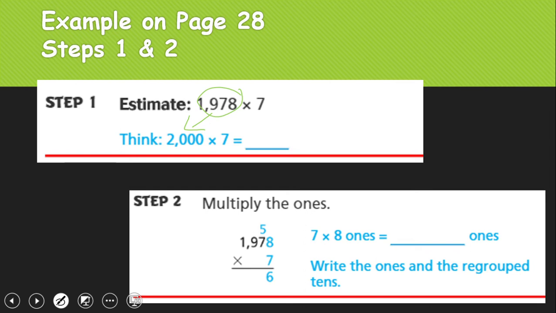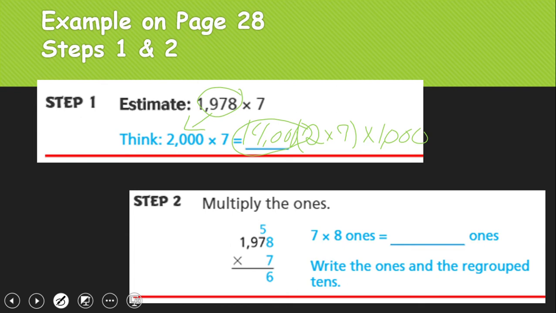And then we have 2,000 times 7. Now our basic fact is 2 times 7 multiplied by 1,000. So 2 times 7 equals 14, and 14 times 1,000 equals 14,000. So our final answer should be close to 14,000.